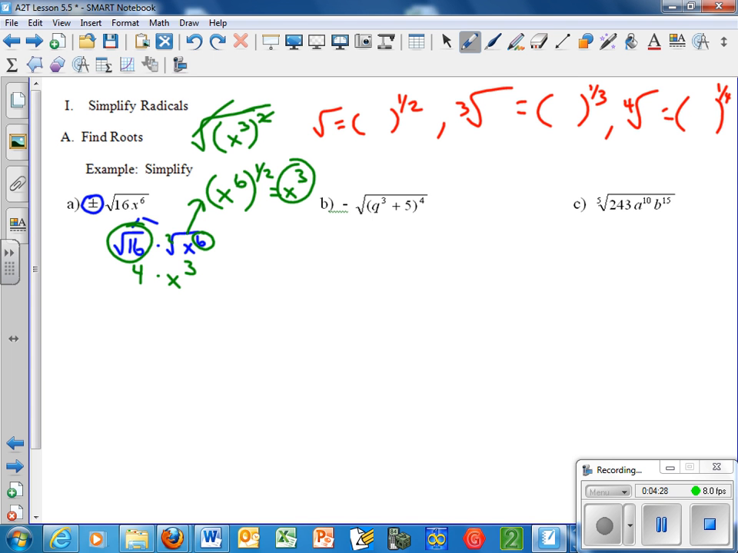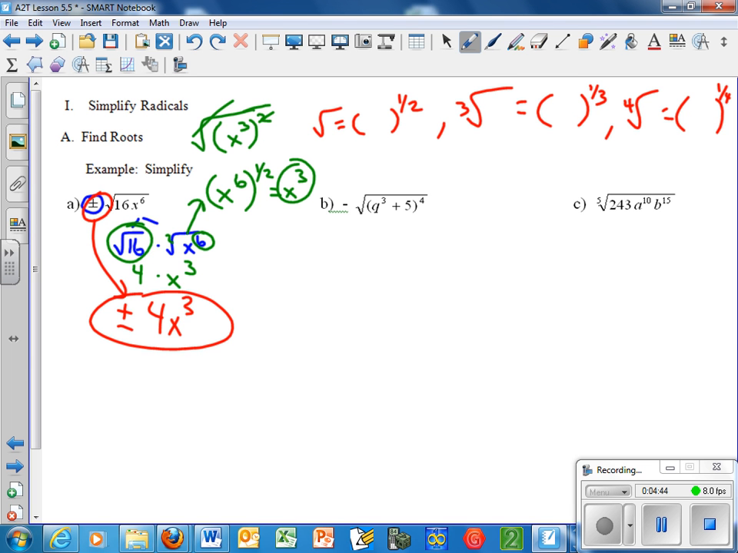I just simplify that square root, but I'm talking with the variable parts. That'll help you with exponents. Okay, so your answer here to this first problem is 4x cubed, and don't forget we've got positive and negative. That's just the sign on the answer.